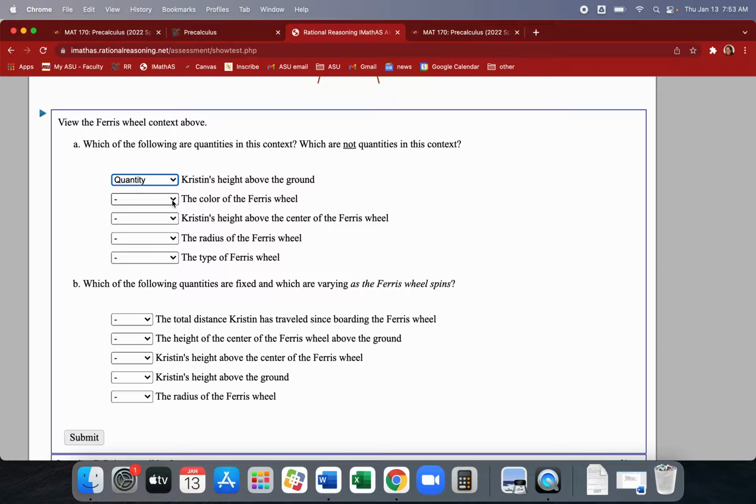Color of the Ferris wheel. Not a quantity. Color, I don't know, how do I measure a color? Well, there's ways to measure it, but that's not what we're talking about. We'd probably say it's red or it's green or it's silver or it's whatever it is.